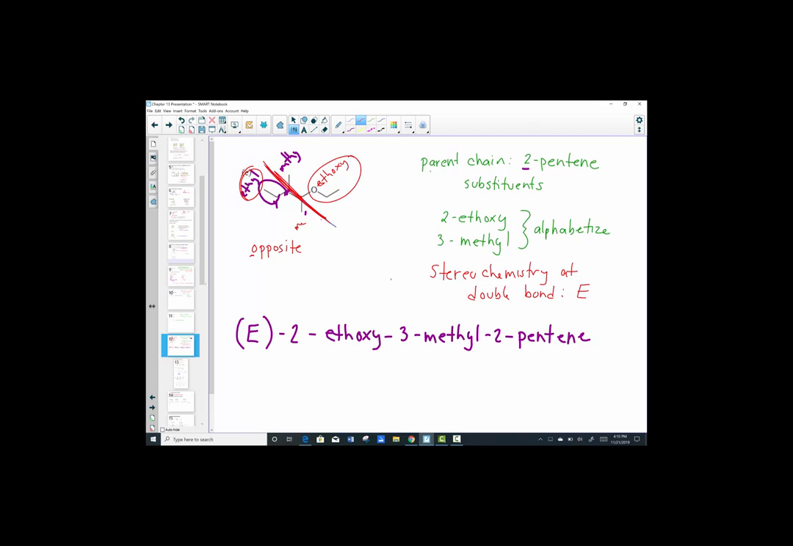I encourage you to just practice that nomenclature. It will appear on your exam, and it's a good way to just get all nomenclature reviewed in preparation for the final.